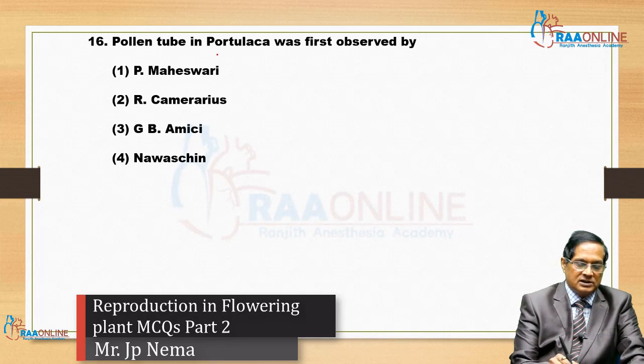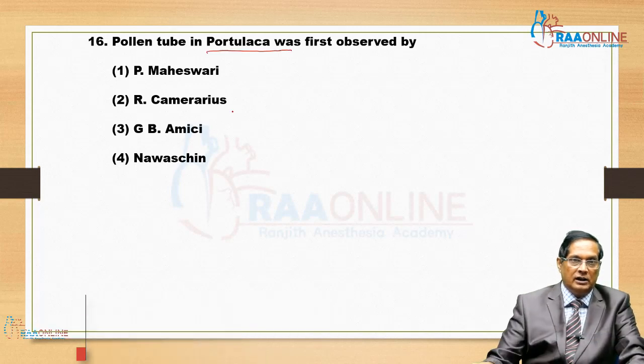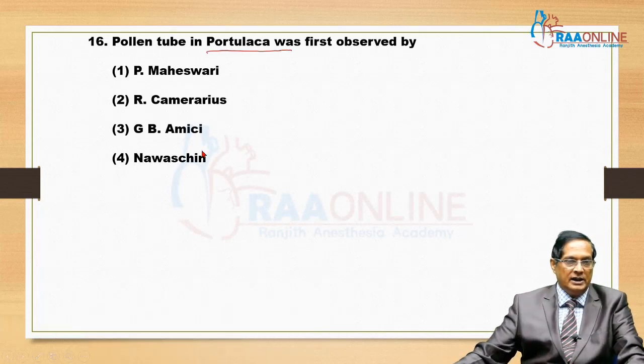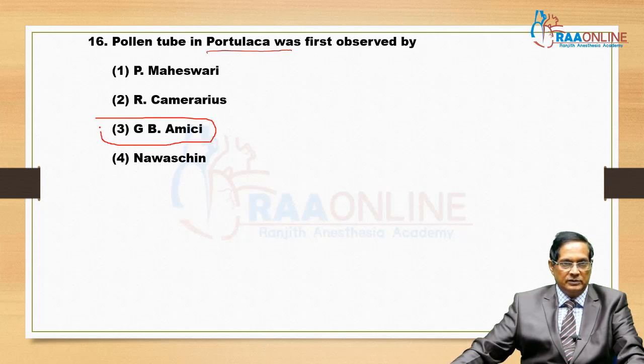Pollen tube was discovered in Portulaca and it was first observed by G.B. Amici. The only answer is G.B. Amici, discoverer of pollen tube. Maheshwari was a plant embryologist. Camerarius is the discoverer of reproductive structure.